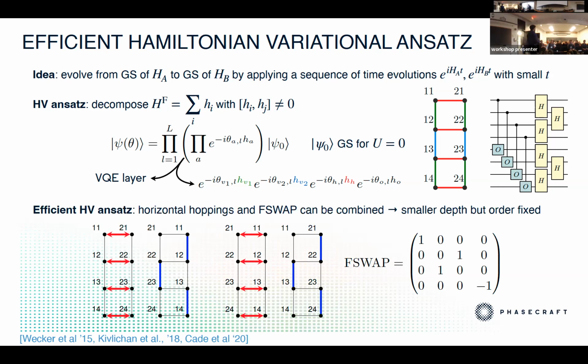Let's say we actually consider a slightly tweaked version of this Hamiltonian variational ansatz, because as you remember, I told you we need to take care of this Jordan-Wigner problem, and to do that we introduced the fermionic swap network. But we managed to make things even more efficient by combining the fermionic swap networks with the horizontal hoppings. They're acting essentially on the same qubits, so we can merge them together in a single gate. And this allowed us to realize smaller circuits. But the price we have to pay is that now the order in which these terms should be applied is fixed. So this is another new problem.